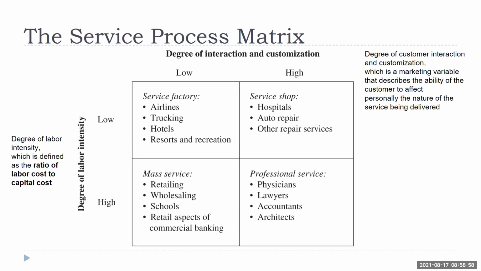Let us try to understand through examples. Degree of interaction and customization low, and degree of labor intensity low, right? So that is known as service factory. Examples are airlines, transportation, trucking industry, hotels, resorts, and recreation.